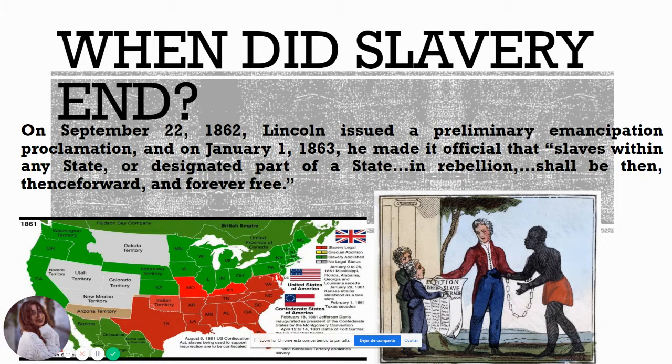So after hundreds of years, all the slaves in the states in rebellion were, in 1863, officially and forever free.